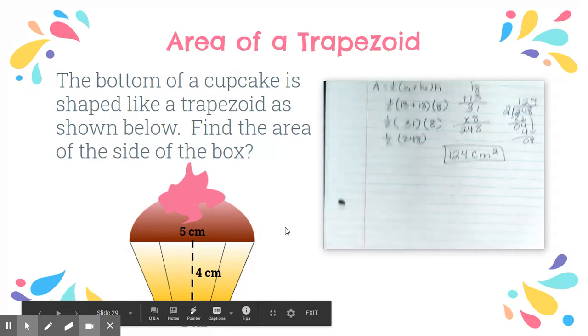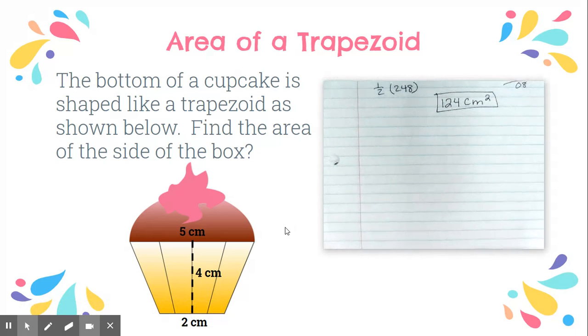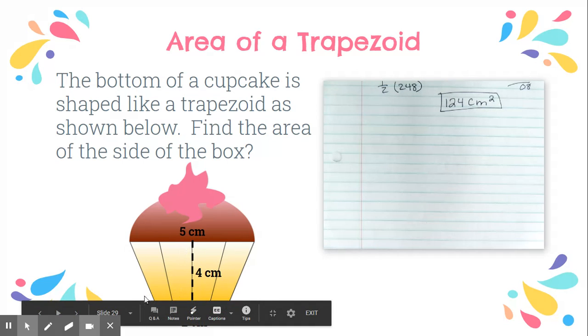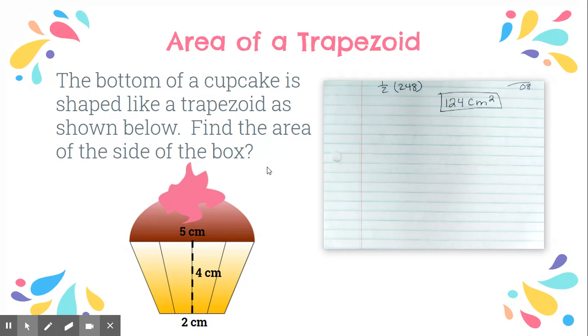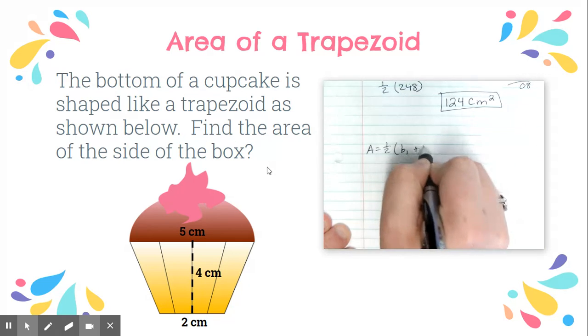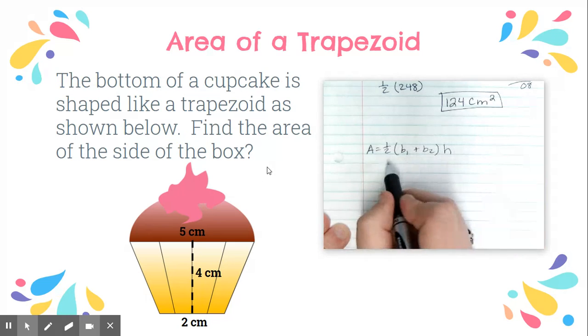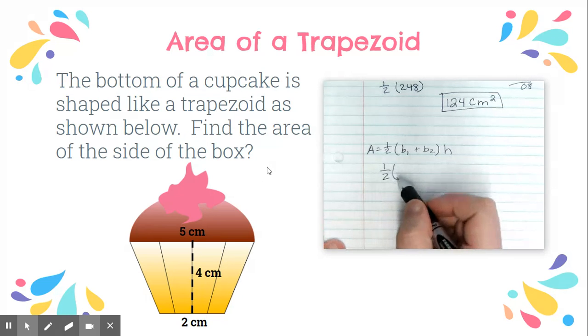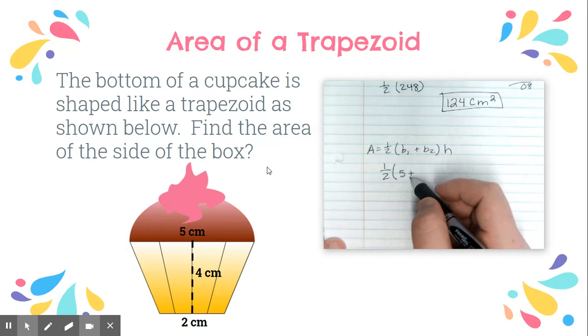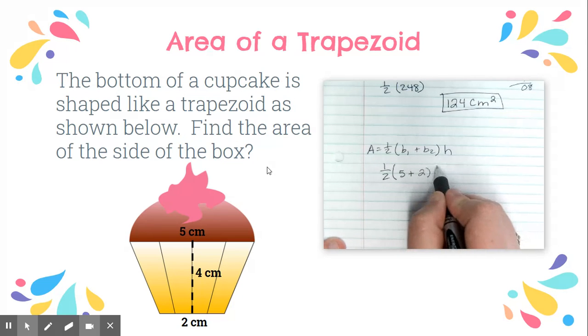It's a real world example. The bottom of a cupcake is shaped like a trapezoid as shown below. If you see this, it's got a base here, the big base on the top, the small base on the bottom, and then it has the height there. We're going to find the area of the side of that cupcake. I know a trapezoid is 1/2 times base 1 plus base 2 times the height. 1/2 doesn't change. My first base, that top big base, is 5. And then that bottom small base, that flat one, is 2. And then that height is 4, because it is 4 centimeters tall.